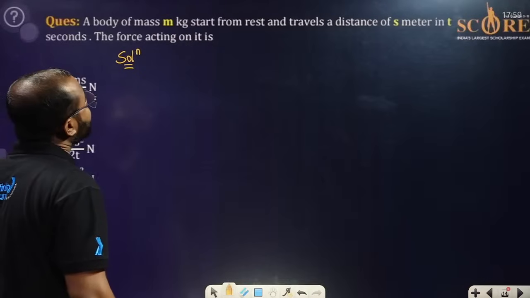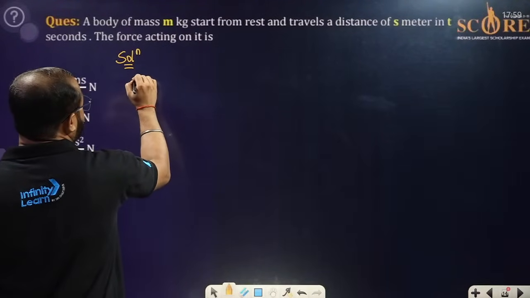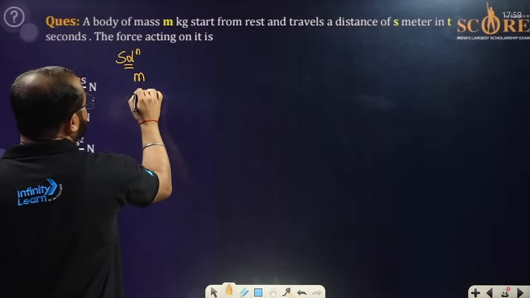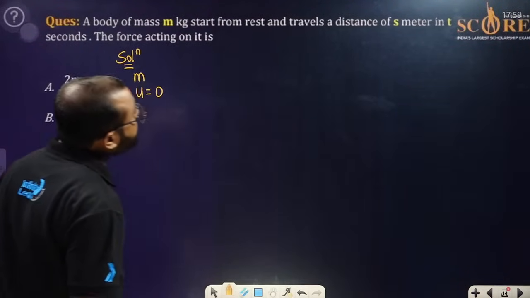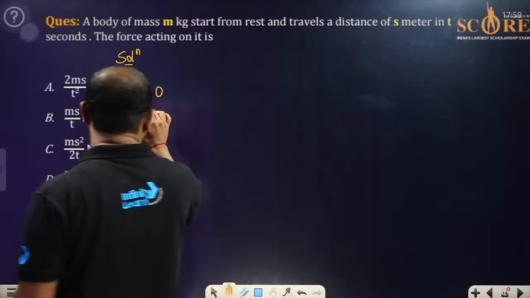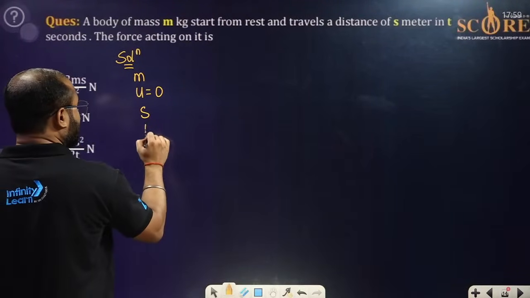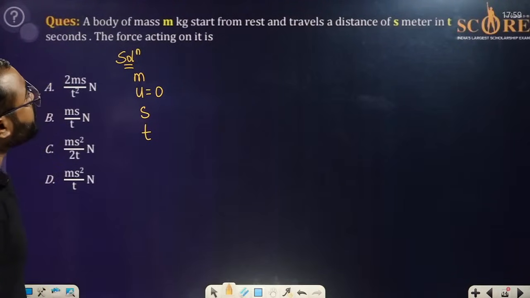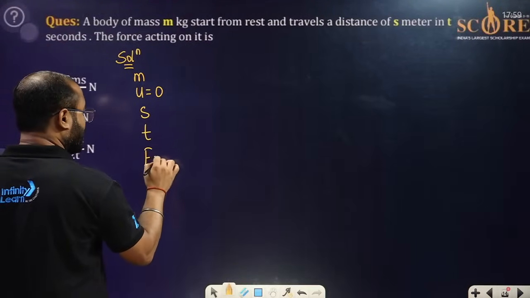A body of mass m kg starts from rest, so the mass is given as m and the initial velocity is 0 because it is starting from rest, and it travels a distance of s meters. So s is the distance traveled in t time. The time is also given to you. The force acting on it is what we have to find out. We have to find out the value of force.